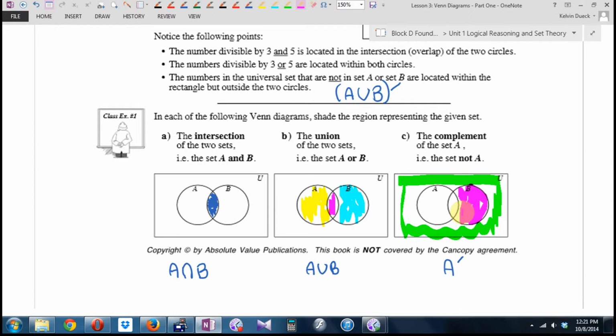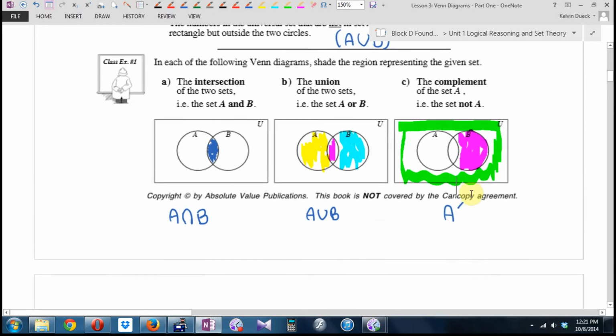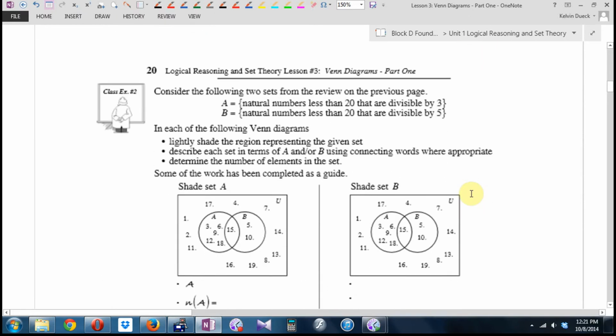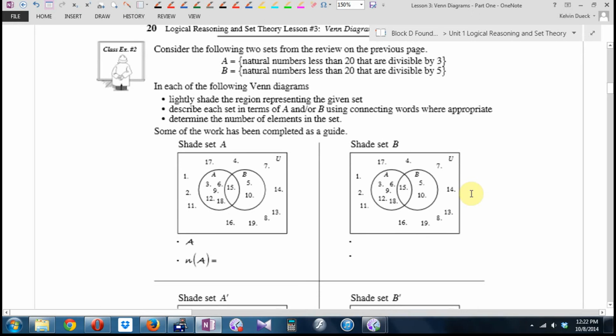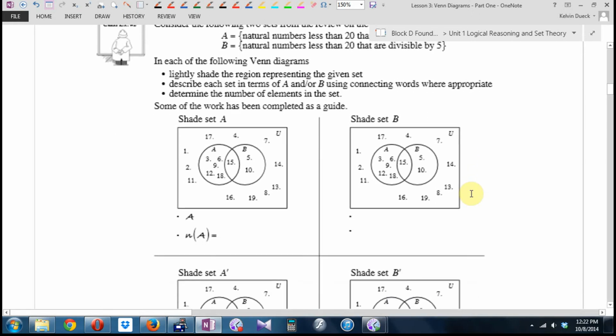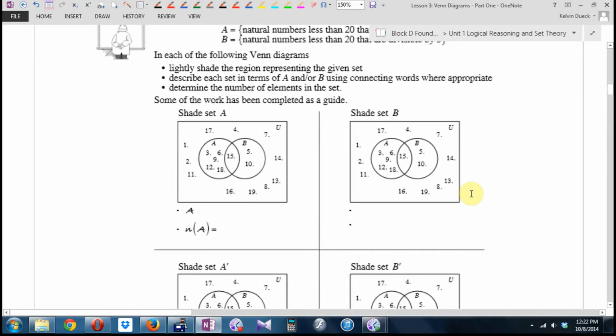And when we do probability, one of the tricks we're going to use to solve these questions is going to be a Venn diagram. So we'll get good at these. Turn the page. So example 2 says, consider the following 2 sets from the review on the previous page. Once again, natural numbers less than 20 divisible by 3, natural numbers less than 20 divisible by 5, where the universal set is natural numbers less than 20. In each of the following, lightly shade the region representing the given set.